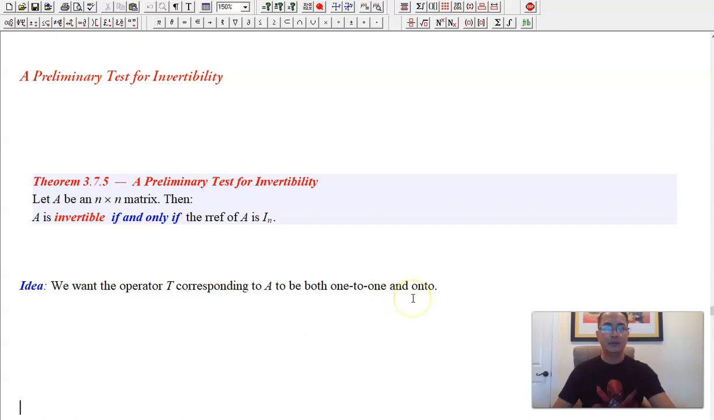To be onto, the rank has to be n. Oh, we already said that. We already had that from the 1-to-1 property. Okay, so it can't have a free variable. It can't have a row of zeros. So what is its REF? It has to be the identity, because if it's not the identity, then you have not enough leading ones. So you have a row of zeros, and you also have a free variable.